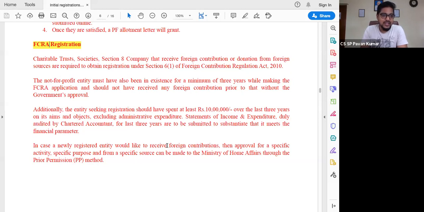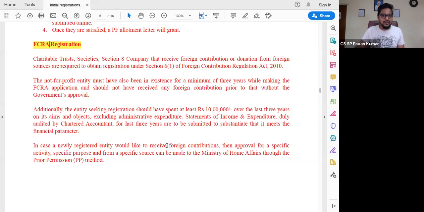Coming to the next one: FCRA registration, Foreign Contribution Regulation Act. What do I mean by FCRA licenses? Whenever there are not-for-profit organizations, like a Section 8 company or a trust or a society, which is an NGO, the major source of their income will be donations. It can be local donations, it can be foreign donations. Whenever a foreign donation comes to an NGO, FCRA registration becomes mandatory. FCRA registration has to be applied for to the RBI.